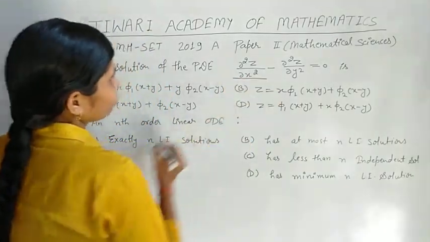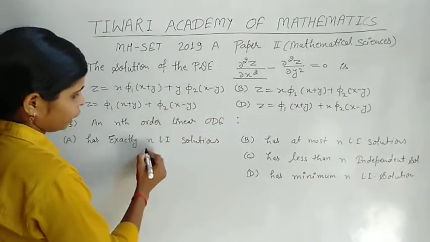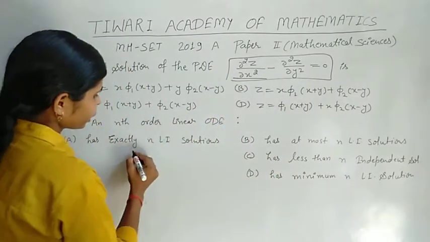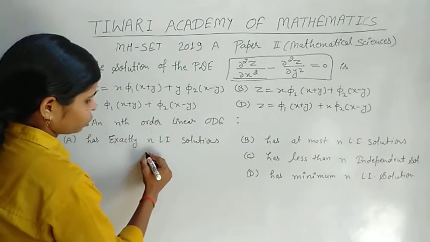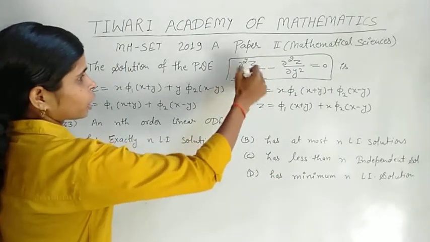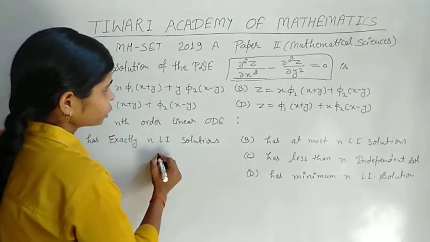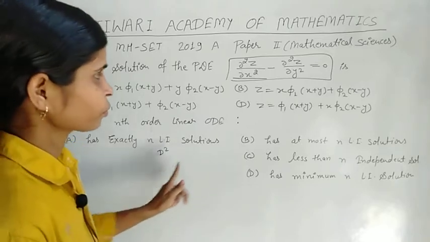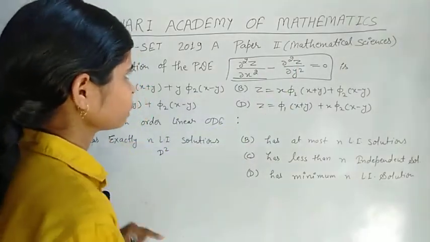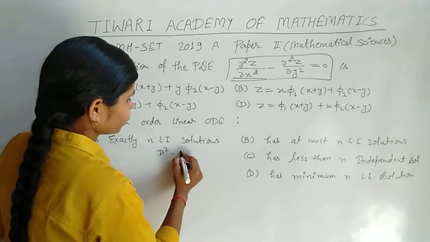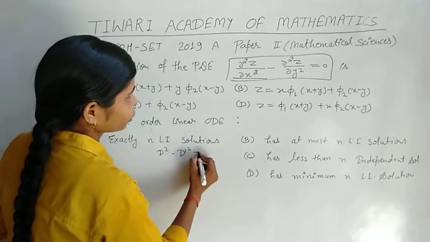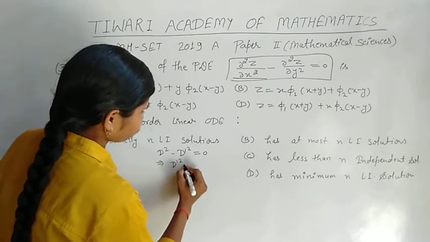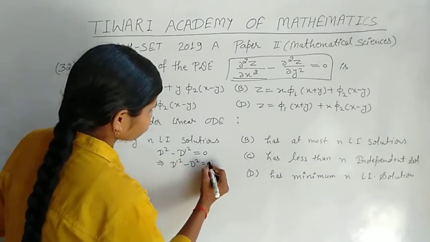The given PDE is this, and by this PDE we write the auxiliary equation. ∂²z/∂x² is replaced by D², minus ∂²z/∂y² is replaced by D'², equals 0. This implies that D'² − D² = 0.